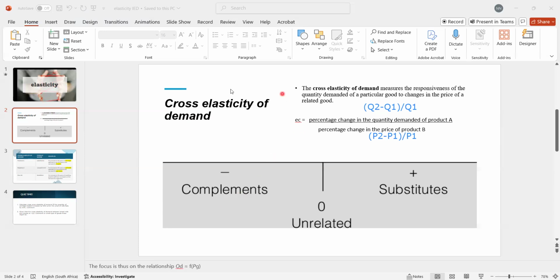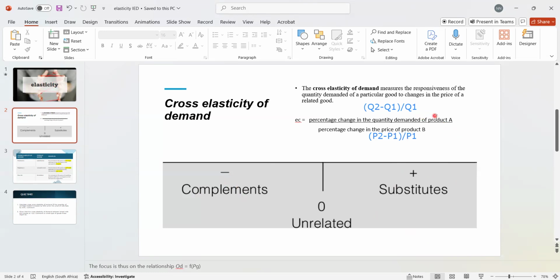So when you have calculated your cross elasticity and you get your figure, if it is positive, then these are substitute goods. But if the answer you get is negative, it means those are complement goods. If your answer is 0, then those goods are unrelated.